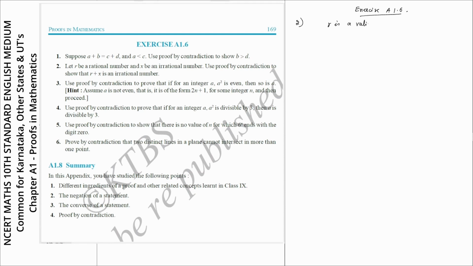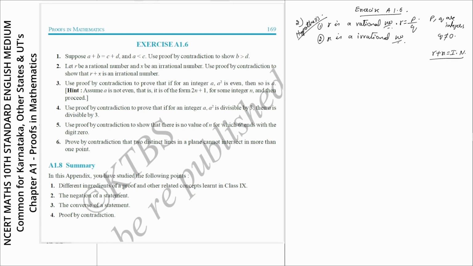R is a rational number. Any rational number is given in the form of P by Q, where both P and Q are integers and Q not equal to 0. And also given that X is an irrational number. These are the two hypotheses given. What are hypotheses? Hypotheses are statements which are either true or false. So here the given hypothesis is supposed to be true. Now I should prove that R plus X is an irrational number.